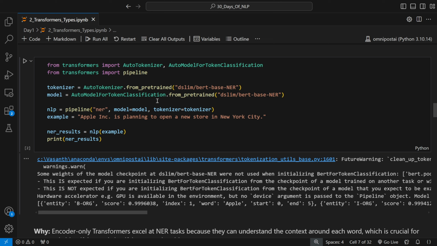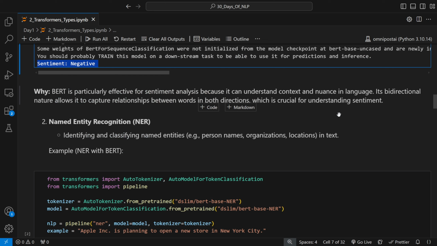BERT is very effective for sentiment analysis because it understands the context and nuances in the language. But the most important thing is that it is bidirectional in nature. That is why it is very good at capturing sentiment, because in the real world we use a lot of buts. First we'll talk a bit positive and then we'll say something negative. To understand the whole sentiment, it needs to understand the overall sentence. So that is why BERT family architectures are pretty good for sentiment analysis.